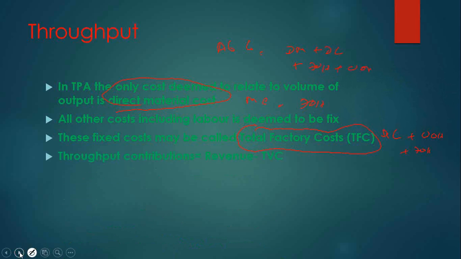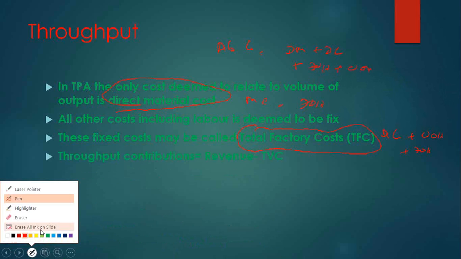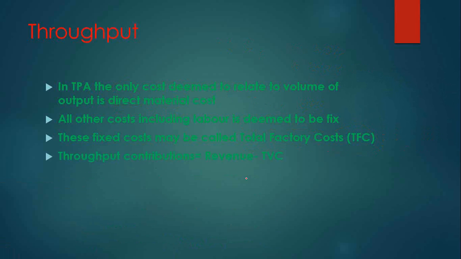Right. So throughput contribution is revenue minus total variable cost. Total variable cost is only the material cost. Only the material cost. So this is actually not really the total variable cost. It should be only the total material cost.